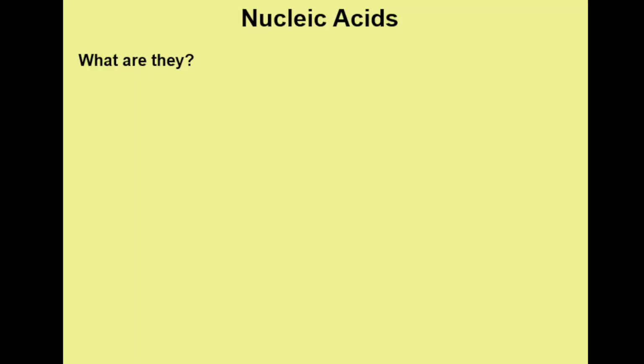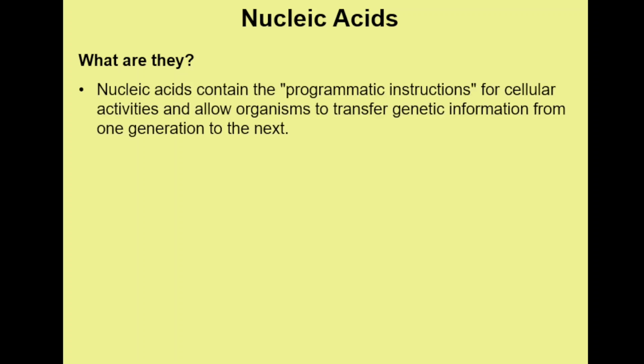Moving on to nucleic acids then. Start with the first question, what are they? So nucleic acids contain the programmatic instructions for cellular activities, and they allow organisms to transfer genetic information from one generation to the next. So basically, nucleic acids control what our cells do. What do they do? Well, we kind of just talked about that, but let's be a little bit more specific.